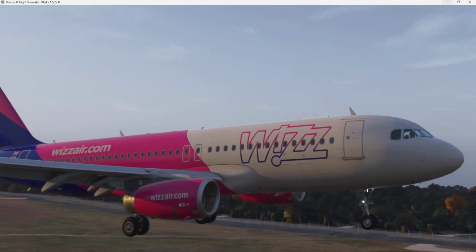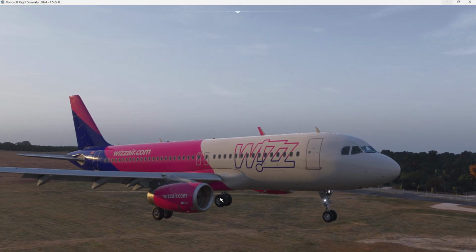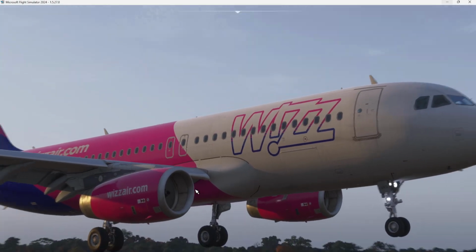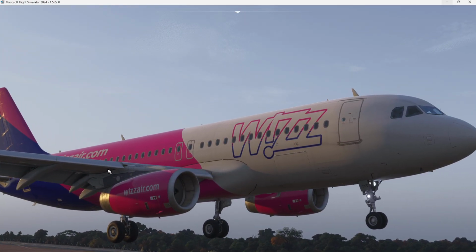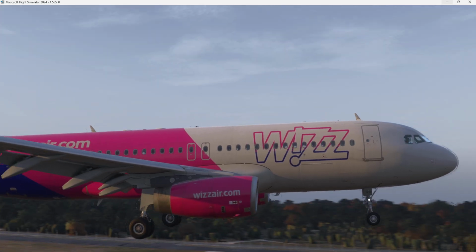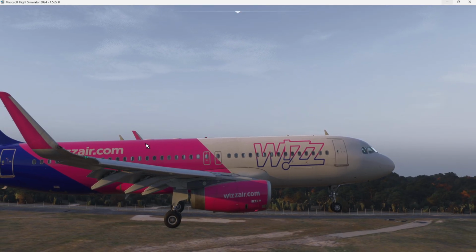So as you know, during the takeoff, when the aircraft accelerates, the airflow speed above the wing is higher, so it will create low pressure. Meanwhile, the airflow speed below the wing is lower, so it will create a higher pressure, and the difference between these two pressures will create the lift, and this is how our aircraft flies.